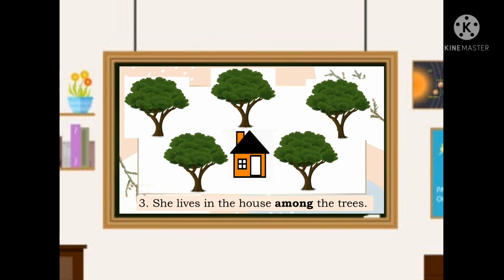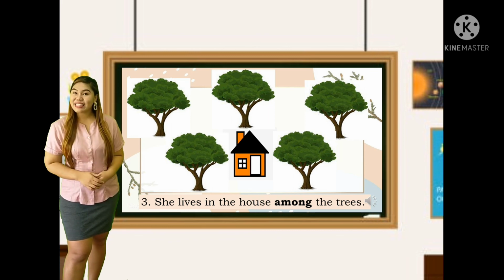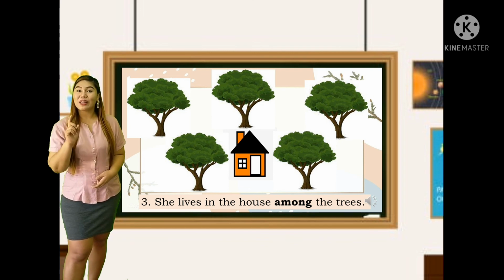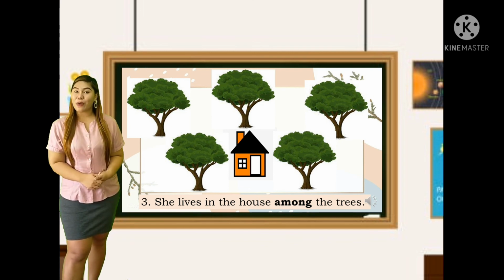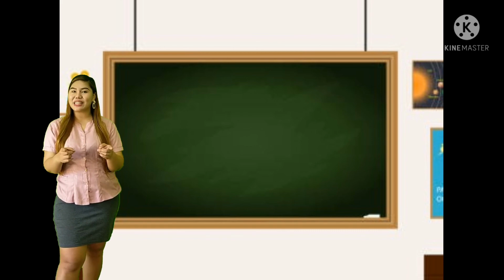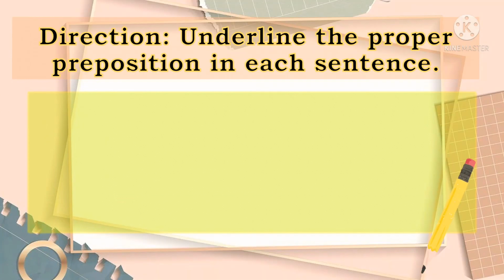Number 3. She lives in the house among the trees. The correct answer is thumbs up. The preposition among is used when talking about things that belong in one group. This time, I know you are now ready to answer the activities that I have prepared for you. In this activity, you are going to underline the proper preposition in each sentence.